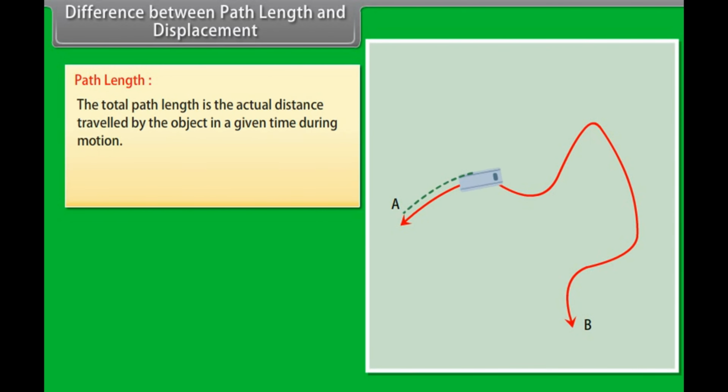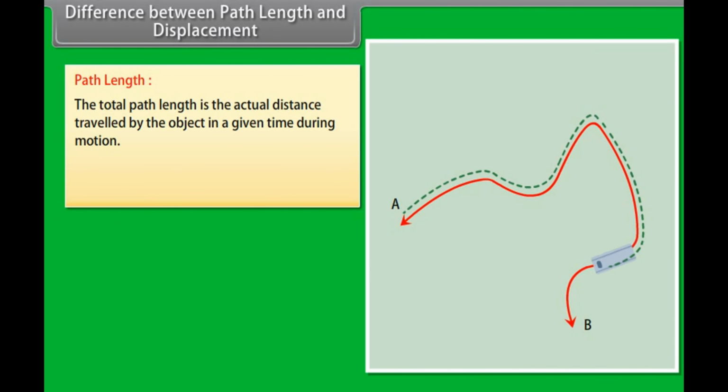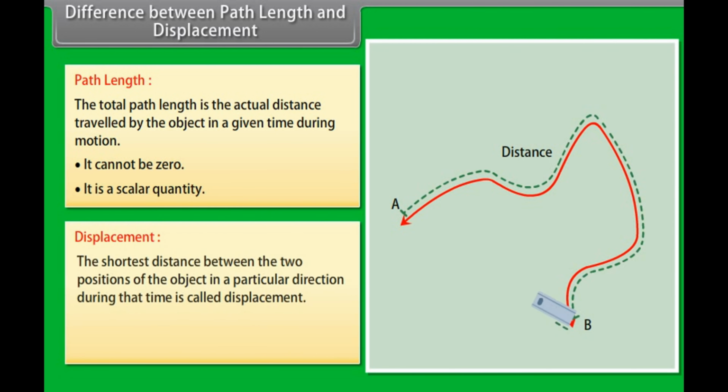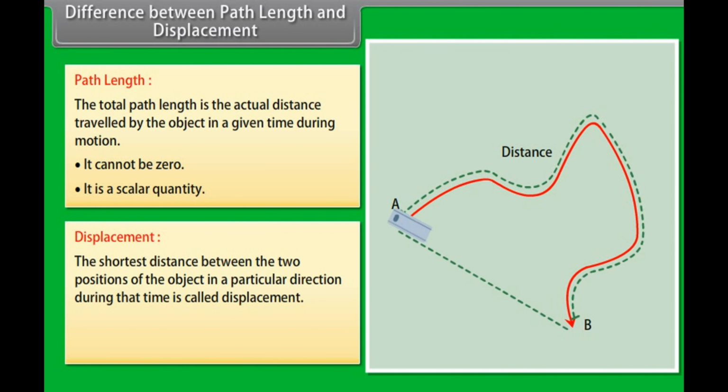Difference between path length and displacement. Path length. The total path length is the actual distance traveled by the object in a given time during motion. It cannot be zero. It is a scalar quantity. Displacement. The shortest distance between the 2 positions of the object in a particular direction during that time is called displacement. It can be zero. It is a vector quantity.